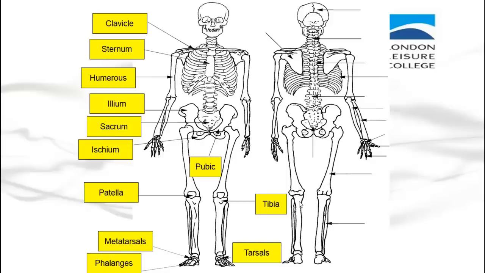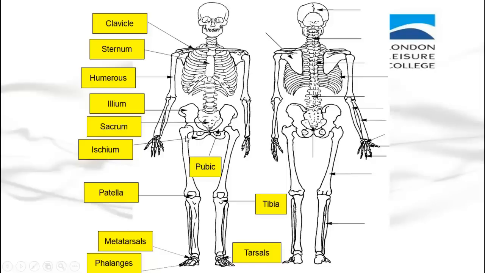Okay, now the bones in the front of the body, the anterior part of the body, are these, and these are the ones that you need to know for level 2. So we have clavicle, which is your collarbone, sternum, which is your chest bone, your humerus, which is the top part of your arm, your ilium, which is the flat part of your pelvis, your sacrum, which is actually the bottom part of your spine. It's a bit confusing because the spinal vertebrae go from your neck all the way down to your pelvis, so your sacrum is at the base of your spine.